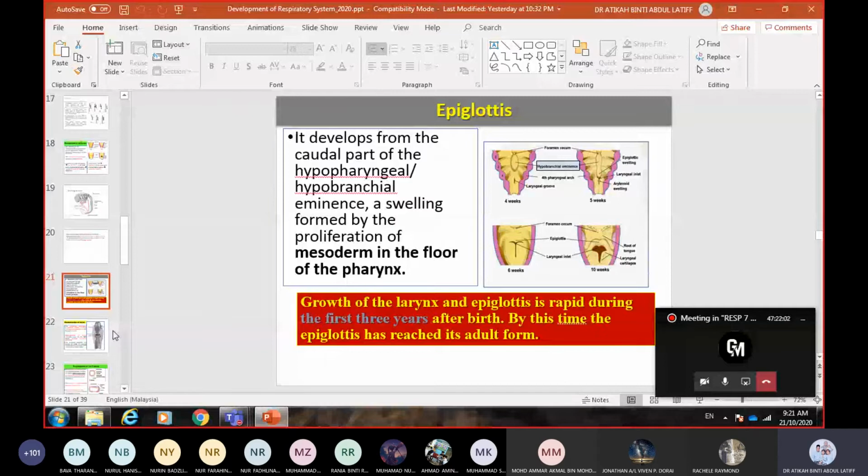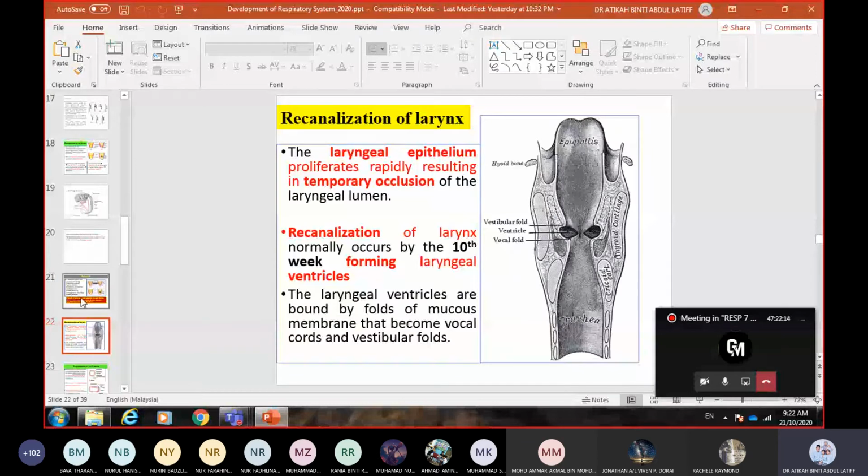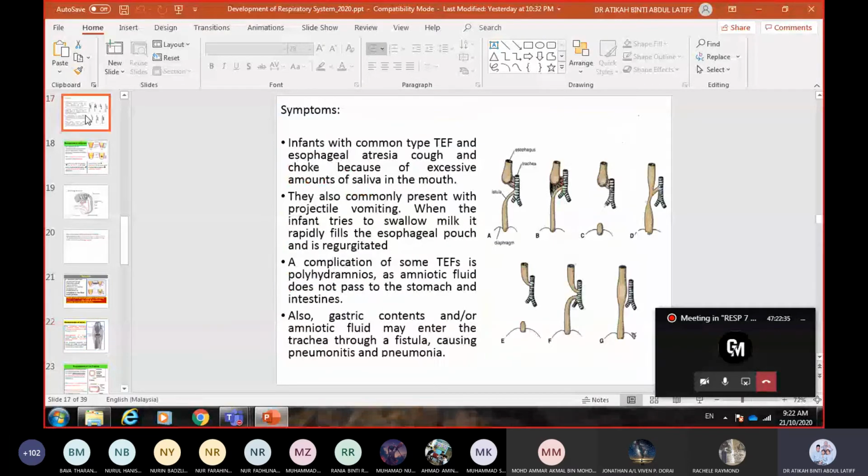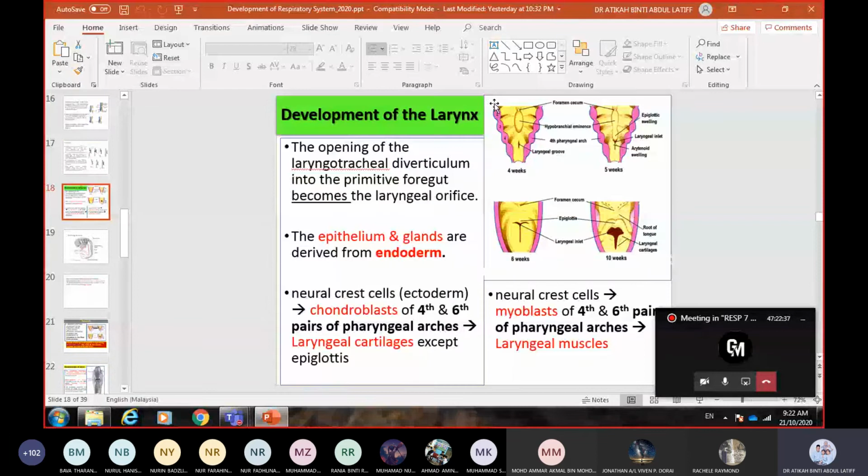So this is called recanalization, because there is temporary occlusion at 6 weeks, and then at 10 weeks here in this picture, this is called recanalization of the larynx. What happens during recanalization is the forming of the vestibular fold and vocal fold, forming the ventricle here. So that's the larynx. Just to recap, coming from the pharyngeal arches, the endoderm will form the epithelium and glands of the larynx.